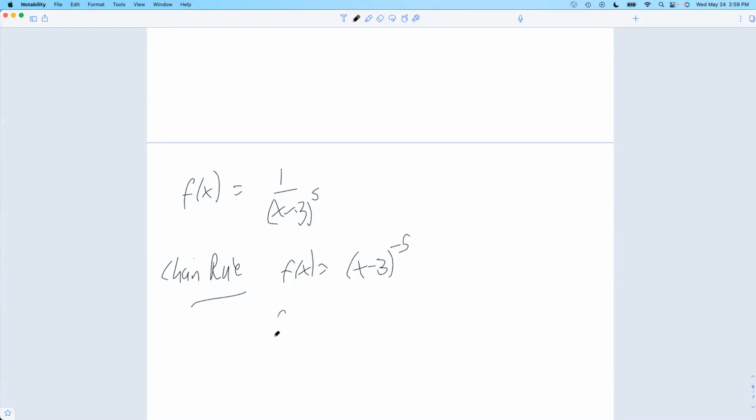Then, using chain rule, the derivative would be bring the negative 5 down front, leave the inside alone. That now drops down by 1. Negative 5 minus 1 would be negative 6. Times the derivative of the inside. The derivative of x minus 3 is just 1. I just get negative 5 over x minus 3 to the sixth. I'm done. That's the derivative.